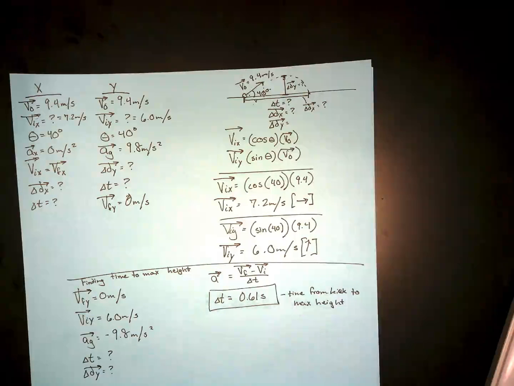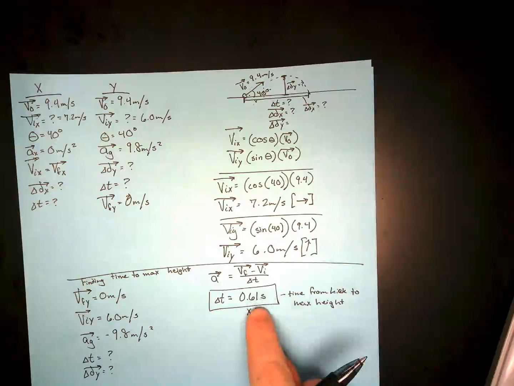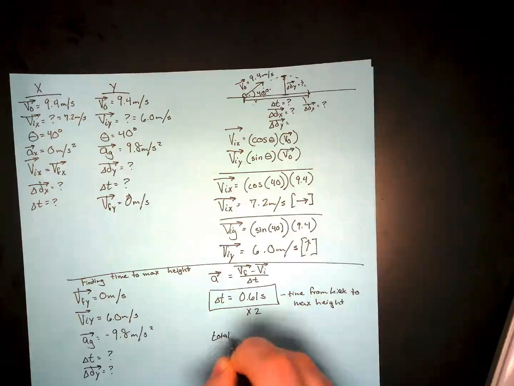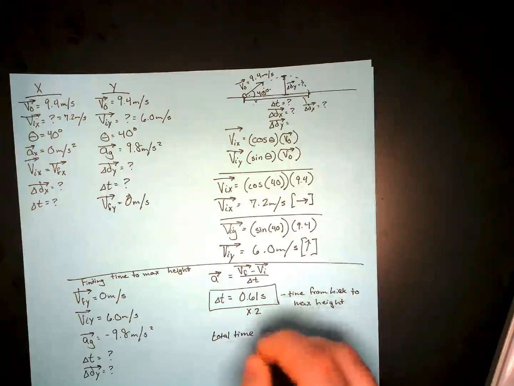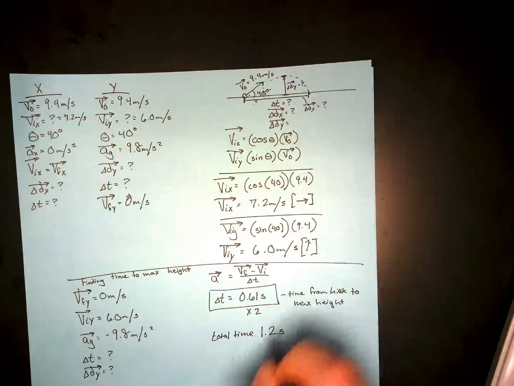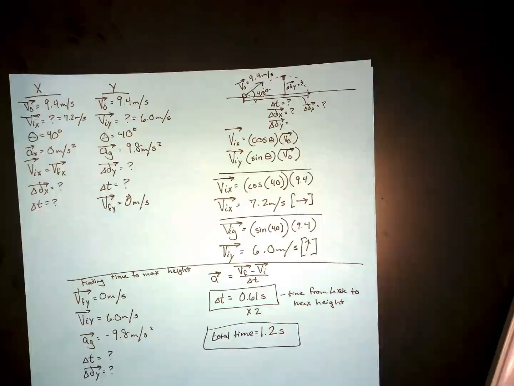And because this is on a level playing field, meaning it's going to land on the same plane horizontally as it began, all we got to do is multiply this by 2. And so our total time here is not going to be 0.61, it's going to be 1.2 seconds. So this is our total time of flight.